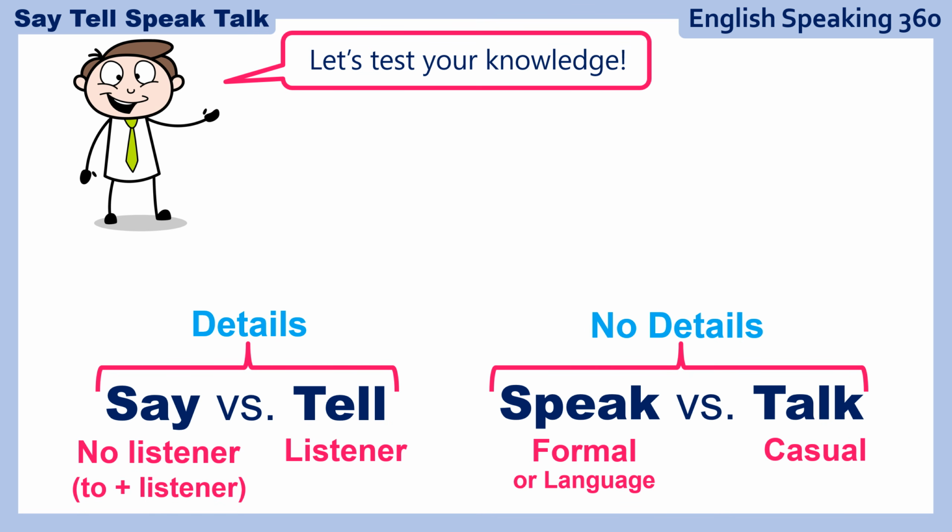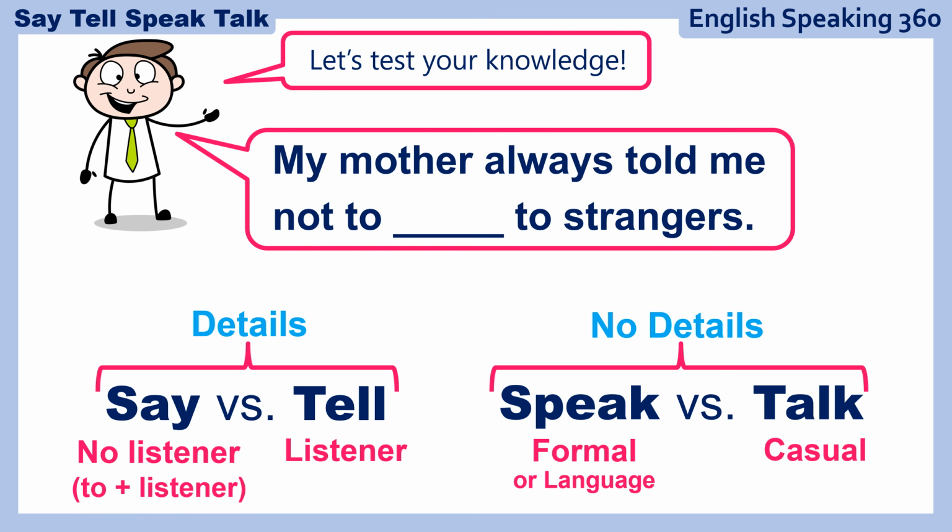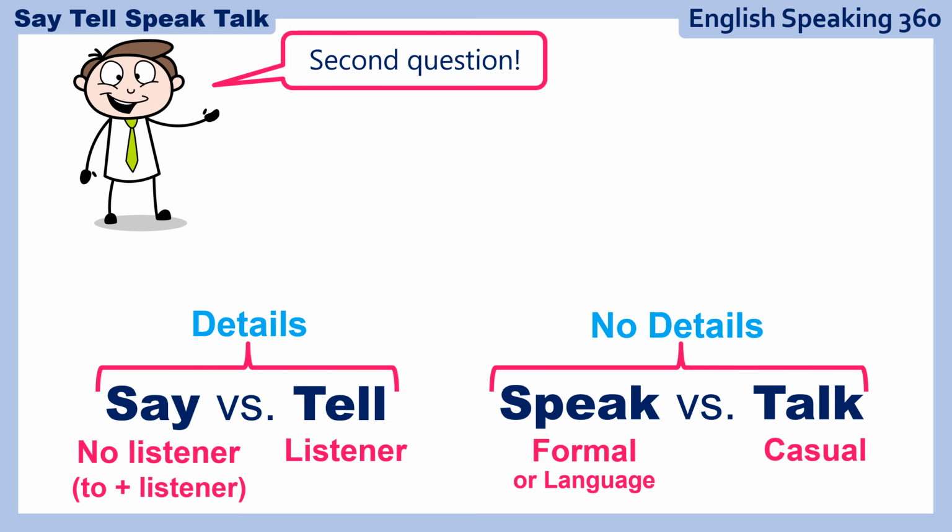Now, let's test your knowledge. We'll see how you're doing. My mother always told me not to [blank] to strangers. Now make your choice. You ready? Here, in this case, we have no details. We don't know what words were said. Okay? And it's casual, so the answer is: my mother always told me not to talk to strangers.